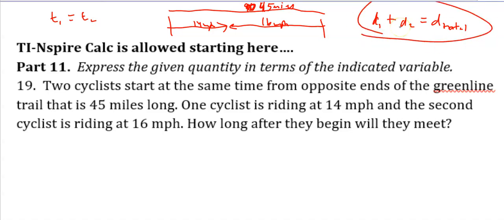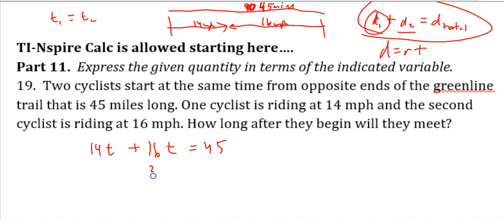I like the formula distance equals rate times time. So let's see how this works. Distance 1 is rate times time, so let's do 14t. That's distance 1. Distance 2 is rate times time, so that'd be 16t. It's the same time, so it's the same t, right? I think it is. Equals total distance, which is 45.